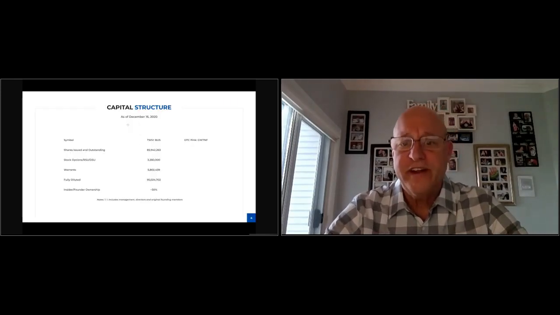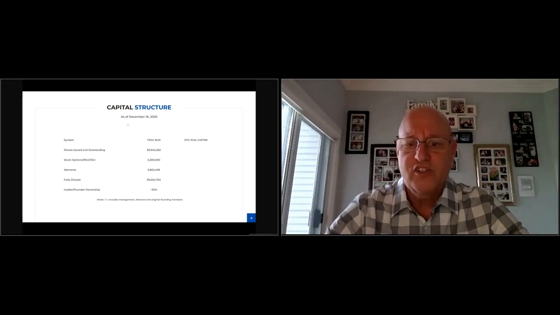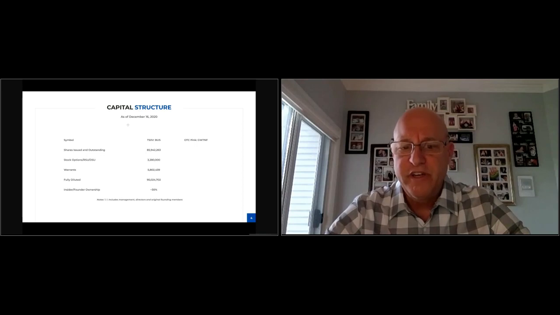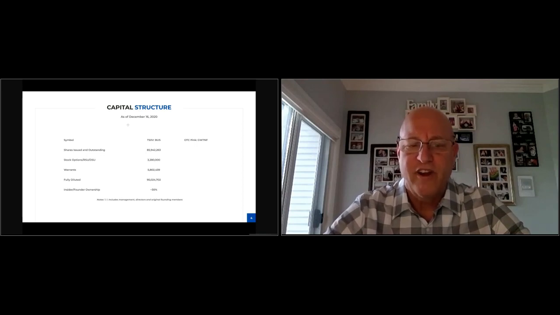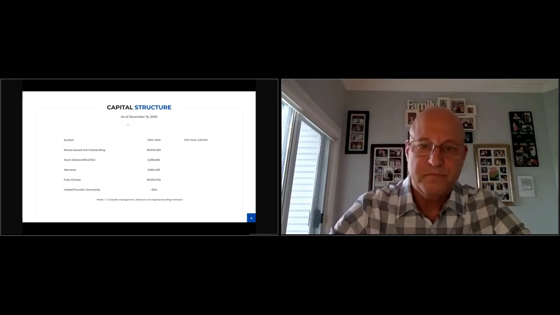We've got a very tight capital structure. We have approximately 95 million shares fully diluted. But the key point here is that we have a lot of insider founder ownership. We have over 30% insider founder ownership.